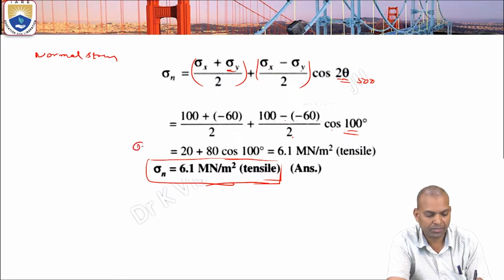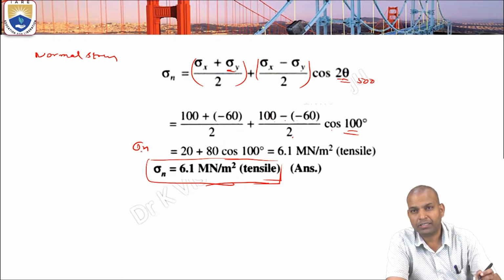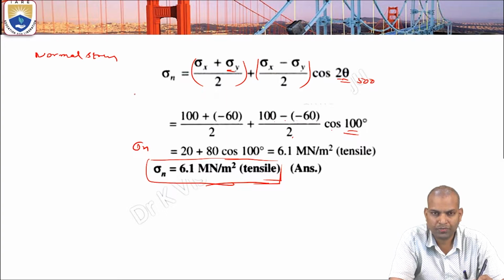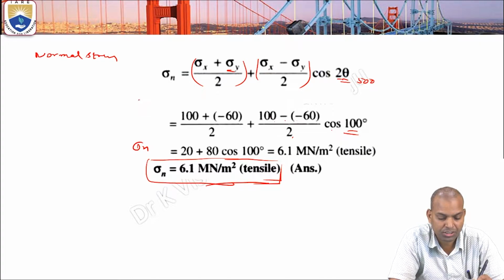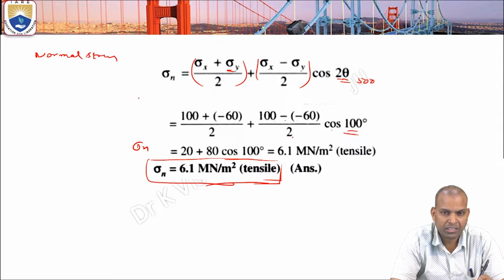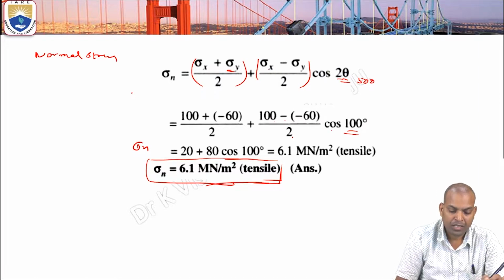So 6.1 megapascals is the normal stress for the given values of stress: 100 MPa in the x direction and compressive stress of 60 megapascals in the y direction, with the plane inclined at 50 degrees to the major principal plane.